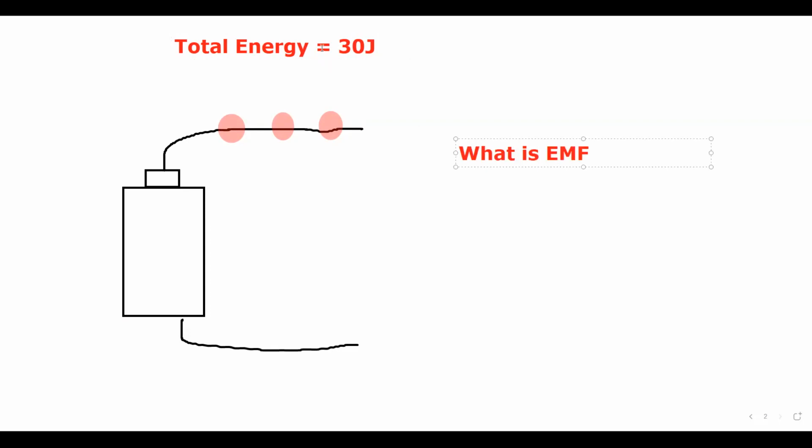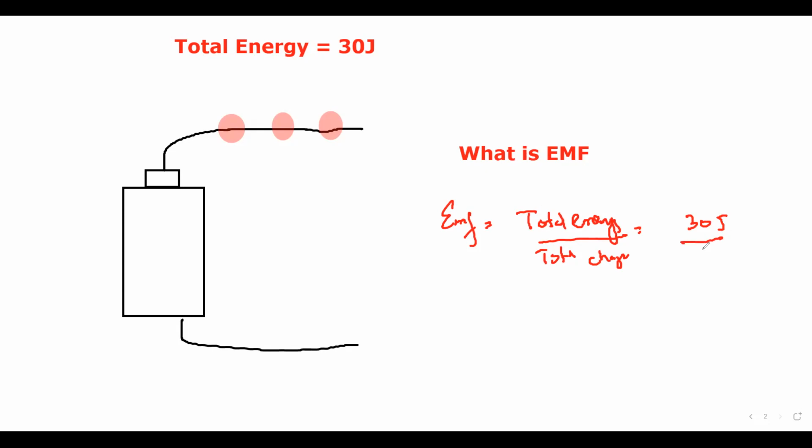EMF means electromotive force, or how much energy 1 coulomb of charge is carrying. So to get the EMF, the electromotive force is equal to total energy divided by total charges. What is the total energy? The total energy is 30. And how many charges are coming out from the battery? 3 charges are coming out. So 30 divided by 3.